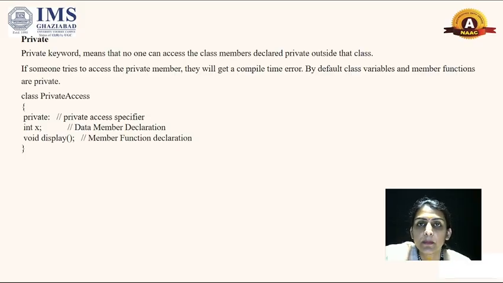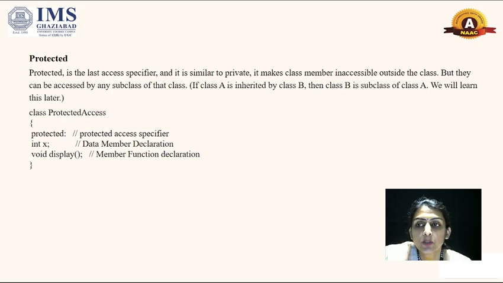You can see the example, class PrivateAccess. We have specified the access specifier private for the data member, that is int x, and for the member function, that is void display. This example shows that the member function display and the data member x are both private in nature and they cannot be accessed outside the class. The third access specifier is protected.